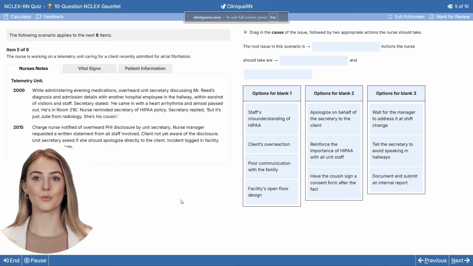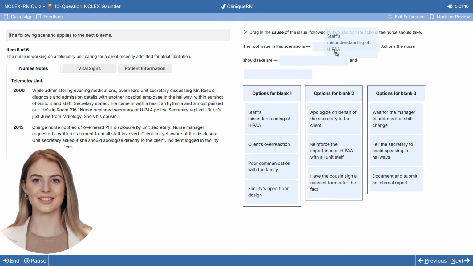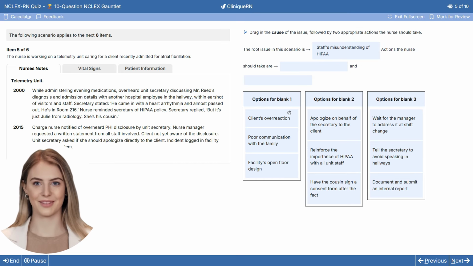Let's start with the root issue. What's the real cause of this whole situation? The correct answer is staff's misunderstanding of HIPAA. Rationale. This secretary honestly thought sharing details with a cousin was okay. That's not malice, that's a misunderstanding. So this breach came from a knowledge gap, not an intent to harm.